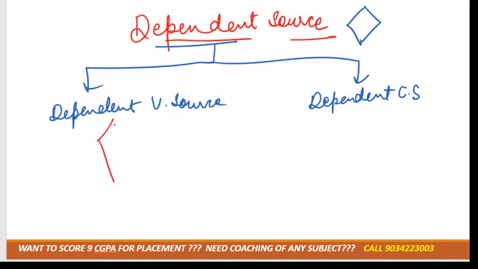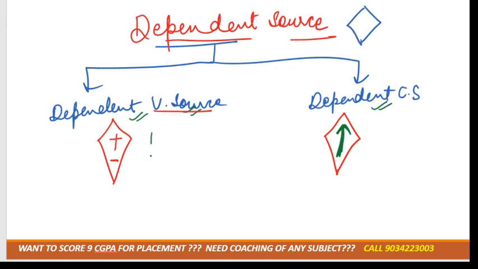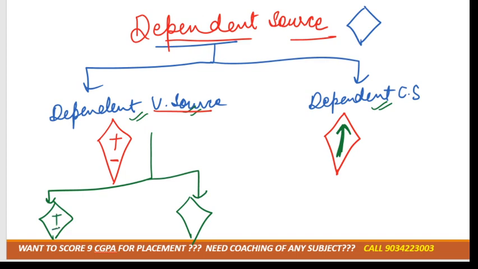If there is a dependent voltage source, it is denoted by positive and negative. If there is a dependent current source, it is denoted by an arrow. Clear? So this is the dependent voltage source and this is the dependent current source. Again, the dependent voltage source is further divided into two categories. Either it will be dependent on voltage or it will be dependent on current.